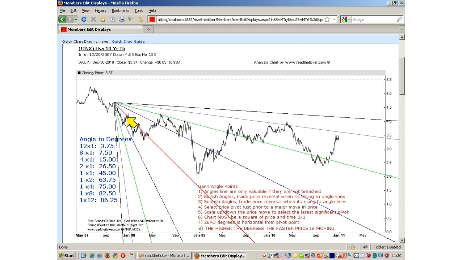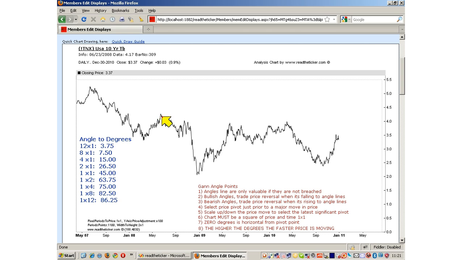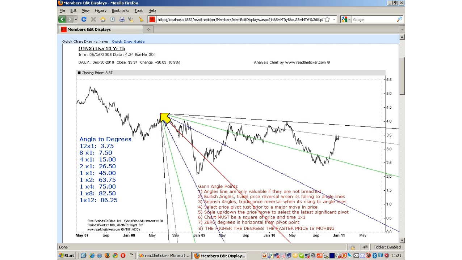Okay. We can also here see the 45-degree line. Price could not break that on that trend down. A breach there and a test and a bounce. So we keep on going down our bearish view, seeing where the angles meet price and time.